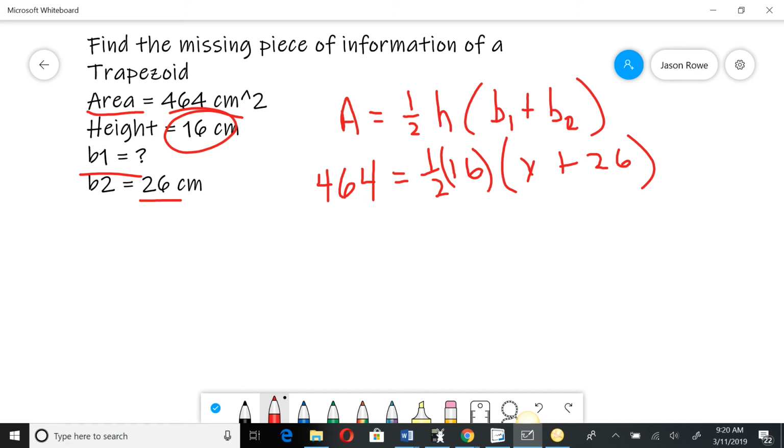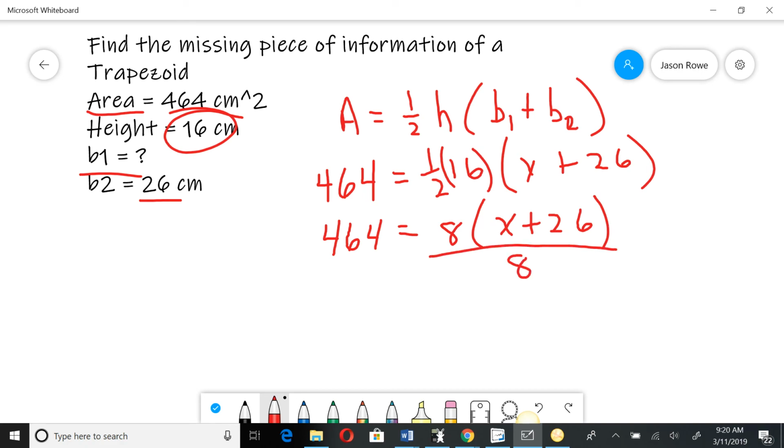Now we're just going to follow some order of operations and do some basic simplifications here. So 464, half of 16 is 8. So I can go ahead and do that. Now you've got a choice here. You can distribute and then solve a two-step equation. What I like to do here is to divide first. I like to divide by 8. That just leaves me with a little subtraction to do at the end. So let's look at what I do here.